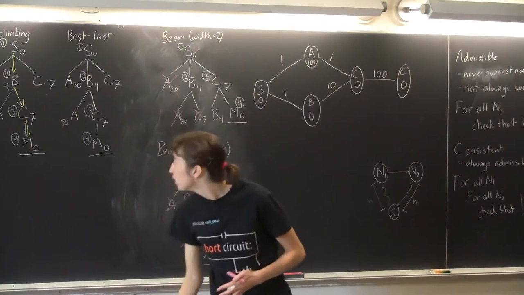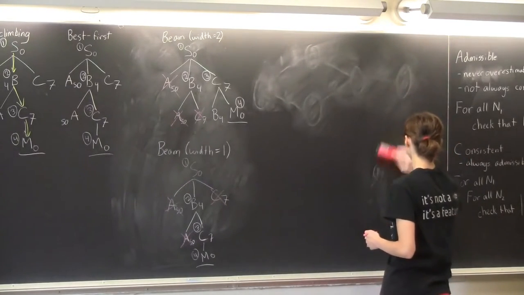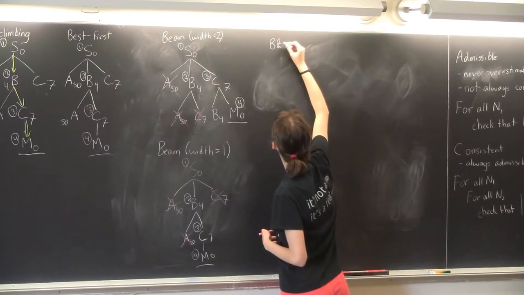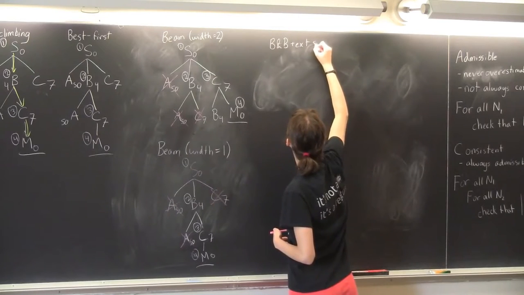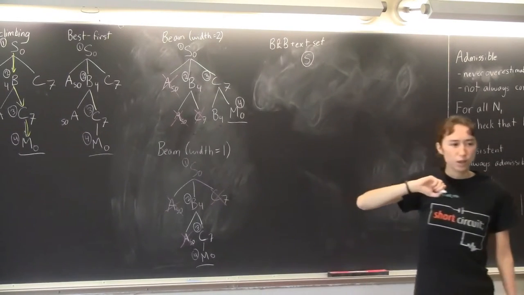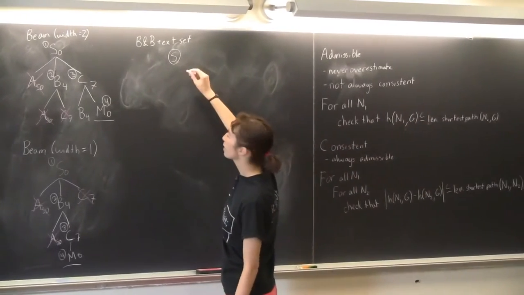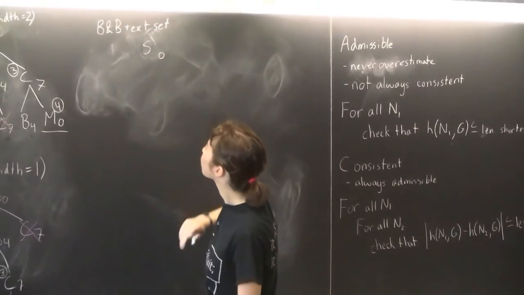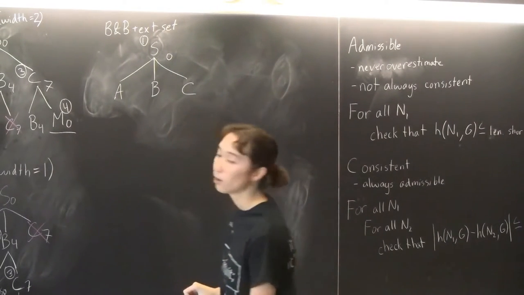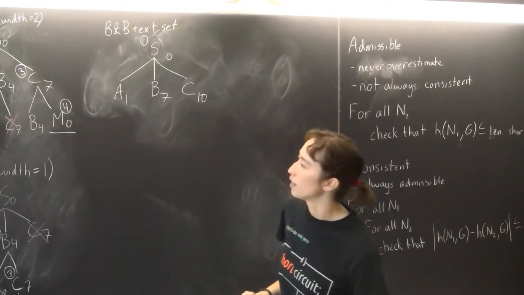So let's try one more search with this. We're going to do branch and bound with an extended set and no heuristic. So we'll start with S. Are we using a heuristic? No. Are we using path length? Yeah. So the path length at S is going to be 0. We'll extend S, and it still goes to A, B, and C. But now we're keeping track of path length instead of heuristic. So it looks like our path lengths are going to be 1, 7, and 10.